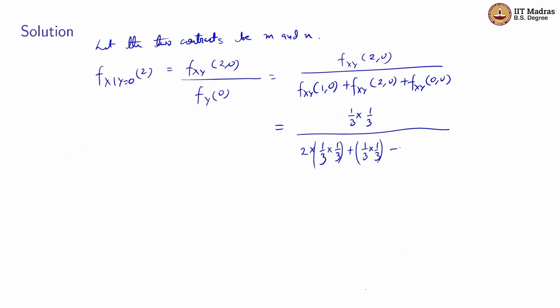And finally, the joint probability that X is equal to 0 and Y is equal to 0 means that both the contracts are assigned to firm C. So this will be equal to 1 by 3 into 1 by 3. On further simplification, this is 1 by 9 divided by 4 by 9. So our required answer is 1 by 4, which is 0.25.